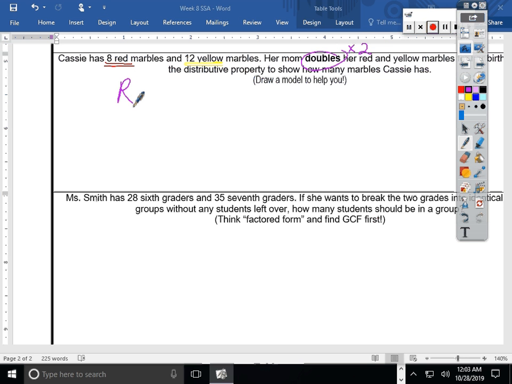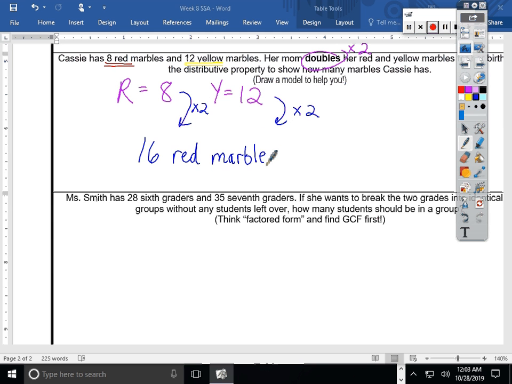If I keep track of my red marbles and my yellow marbles, right now I have red, which is 8, and yellow, which is 12. What if I were to double them? That would mean I'd take 8 times 2, and 12 times 2. What would I end up with? Well, 8 times 2, counting by 2's: 2, 4, 6, 8, 10, 12, 14, 16. I would get 16 red marbles. What if I took 12 times 2? Well, counting by 2's again, or maybe you know your multiples of 12, 12, 24. I'll get 24 yellow marbles.